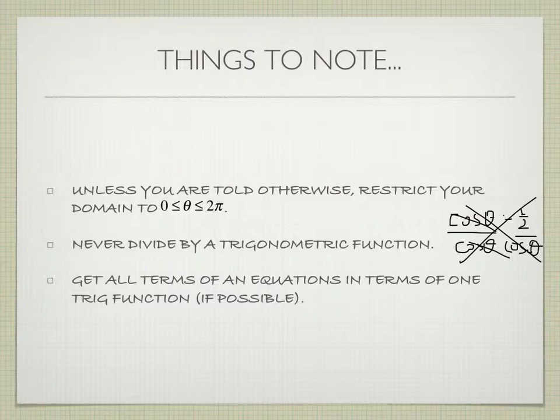Get all terms of an equation in terms of one trig function if possible. So if I have multiple trig functions present in an equation, try and get it all in terms of sine, or all in terms of cosine or tangent, or just try and get it in terms of one trig function. Sometimes that will not be possible, and we'll look at a couple examples on that.